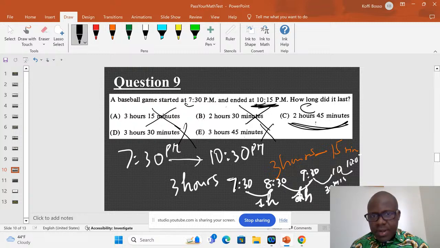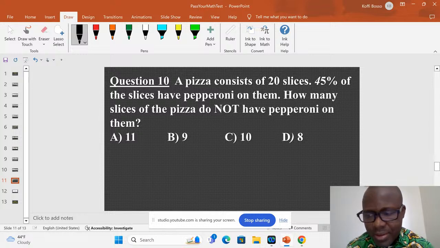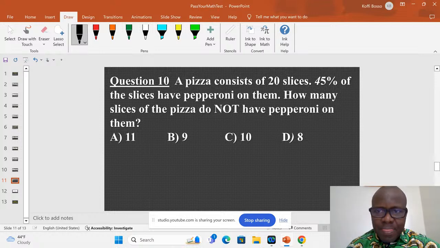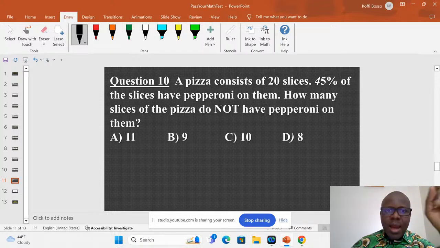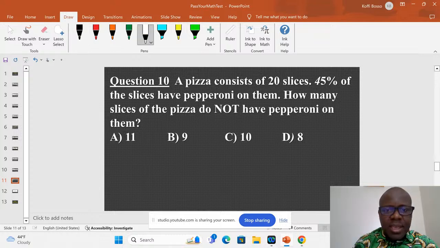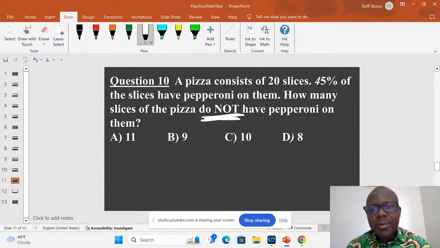Okay, the last question. Again, without a calculator. They say a pizza consists of 20 slices. 45% of the slices have pepperoni on them. How many slices of the pizza do not? This is again key: do not have pepperoni on them.